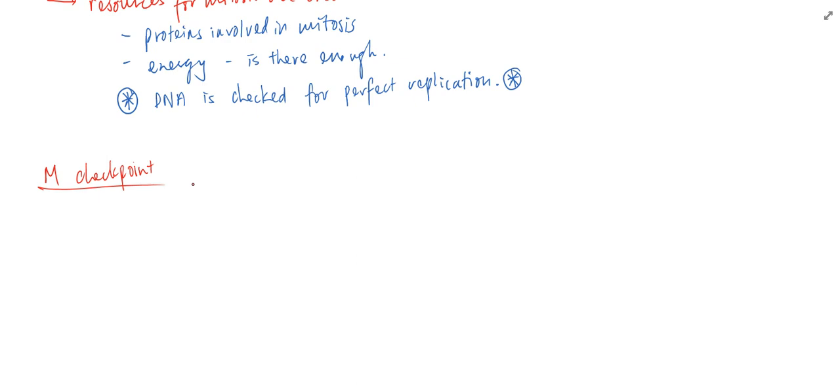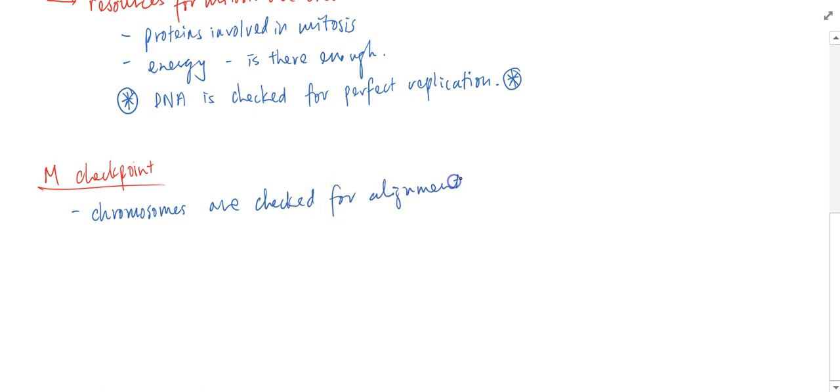At metaphase, we have the chromosomes all lining up at the equator of the cell. And the M checkpoint is just to make sure that all the chromosomes are lined up properly. So chromosomes are checked for alignment. So if we have our cell here, we're going to make sure that all the chromosomes are properly aligned like so. If you have one chromosome that is not lined up, like on its side or something like that, that needs to be corrected. So the cell would stop mitosis for a moment just to make sure that that is fixed.